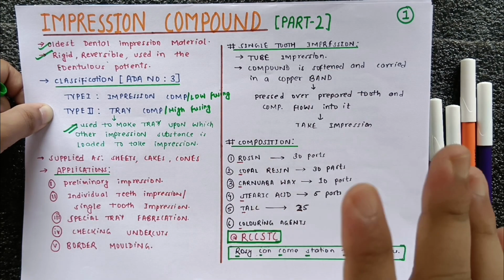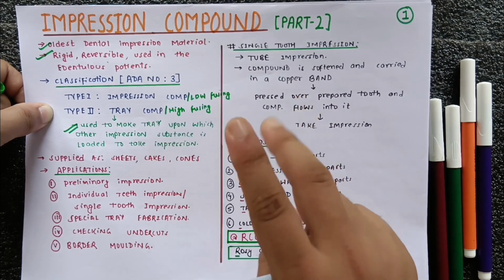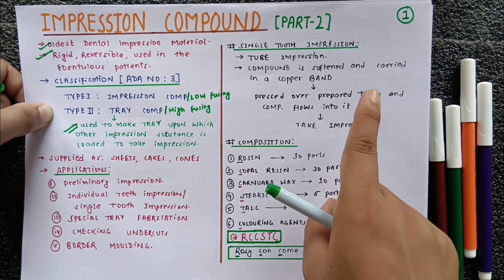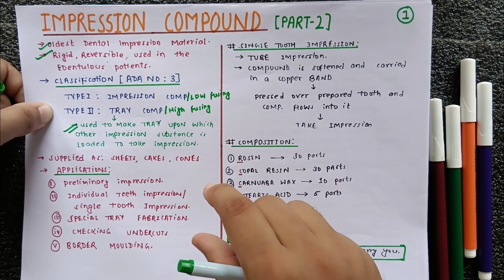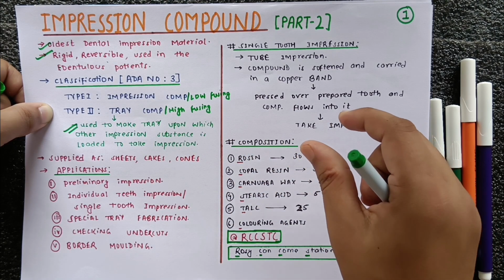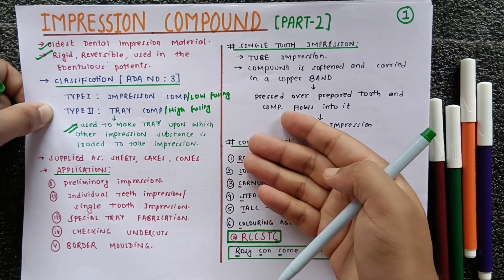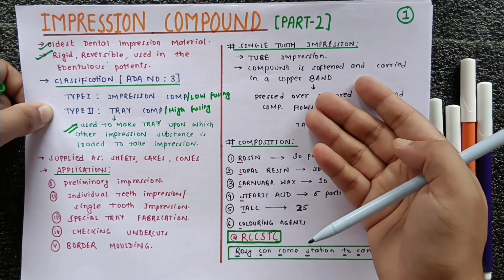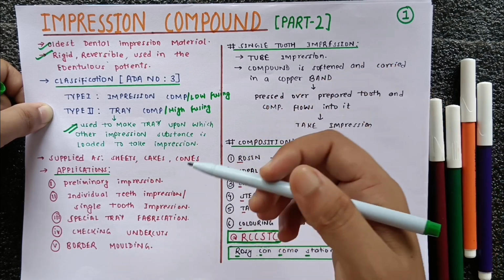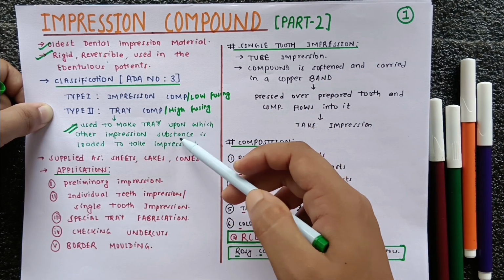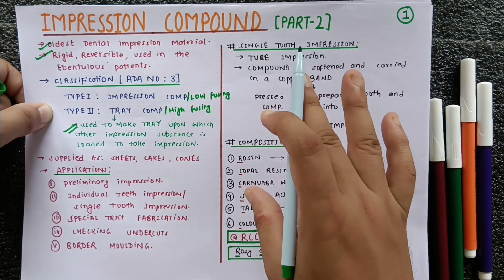Just remember, in the classification of impression compound there are two types, type 1 and type 2. Type 1 is an impression compound having a low fusing temperature, and type 2 is a tray compound having a high fusing temperature. This classification is based on the fusion temperature. The tray compound is used for making the tray, and the impression compound is used for taking the impression. So it is easy.